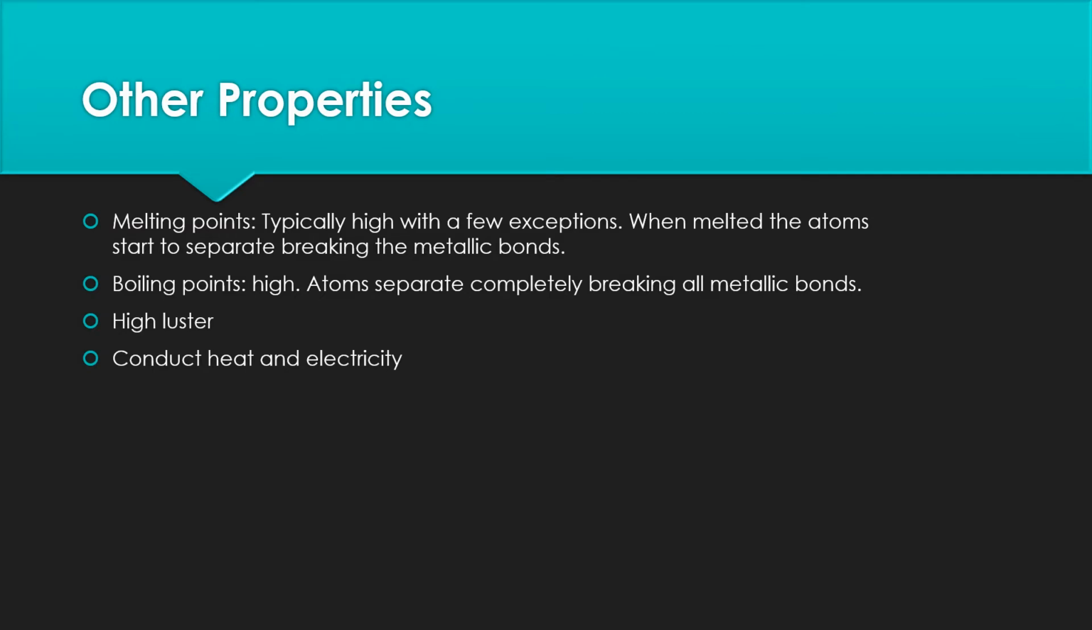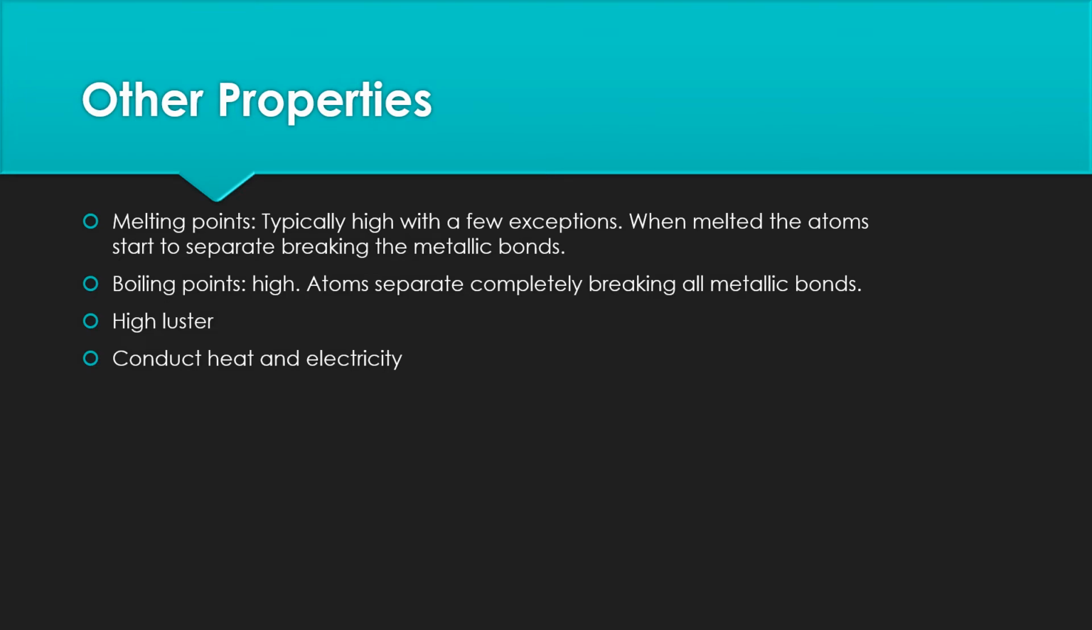Metallic substances have some other properties that we should be aware of. Typically, their melting points are high, with a few exceptions. When melted, the atoms start to separate and break those metallic bonds, and we get these individual atoms, all separating from each other. So we have typically high melting points. There's a couple that are low. Mercury is one. It's one of our liquids on the periodic table.